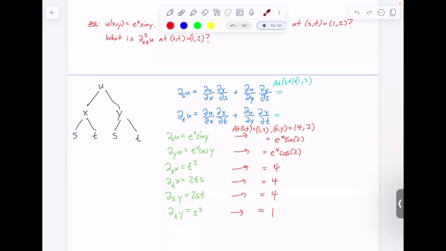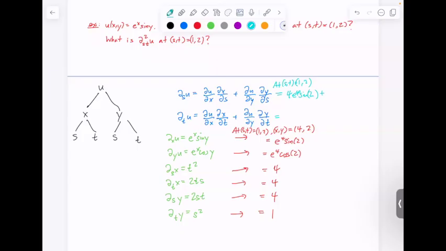So it's 4 times e to the 4 sine 2 plus partial Y. So this is e to the 4 cos 2 times 4, right? And similarly, you have something in partial T of U. And so partial X of U is the same as well. You have an e to the 4 sine 2 here, but you got to multiply that by partial T of X, which is 4. And then you have e to the 4 cosine 2. You got to multiply that by partial T of Y, which is 1.